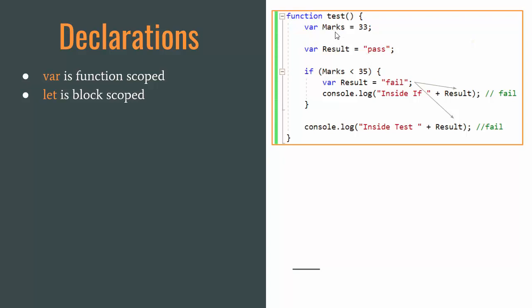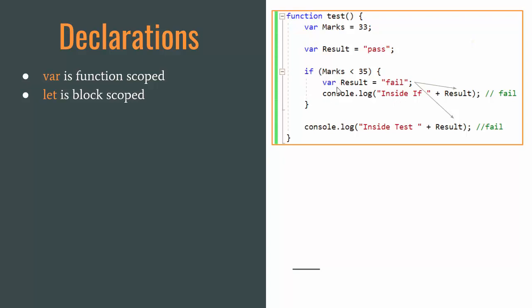So I have two variables, one is marks, another is result. Marks value is 33 and result value is pass. If marks is less than 35, then my result is fail. Now you can see that I am redeclaring variable result. So I have var result here and var result here. Result value is fail.